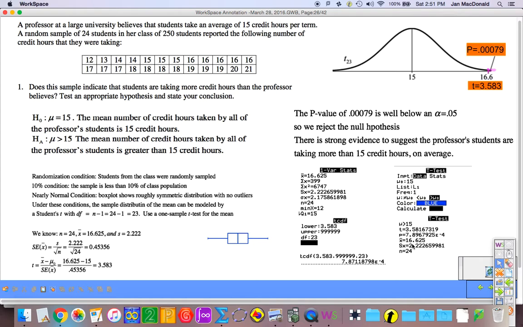Here you see our sample mean is 16.625. Our value for S was 2.222, and N is 24. So in fact, the t-test confirms all of our findings. And that's how we would check our work in our calculator.